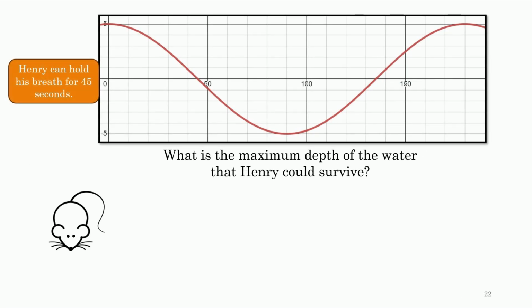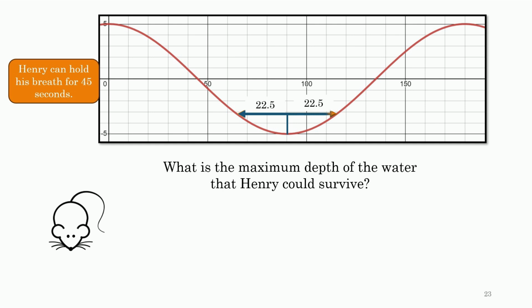You ready? All right, so we're trying to figure out how deep the water needs to be so that when it enters the water and comes out of the water, only 45 seconds have transpired. Well, here's what we know. We know that the middle, the bottom, happens at 90 seconds. So we're going to have half of that 45 seconds before the 90 and half of it after. So we can divide by 2 and get 22 and a half. From 90 minus 22 and a half, we get 67.5.